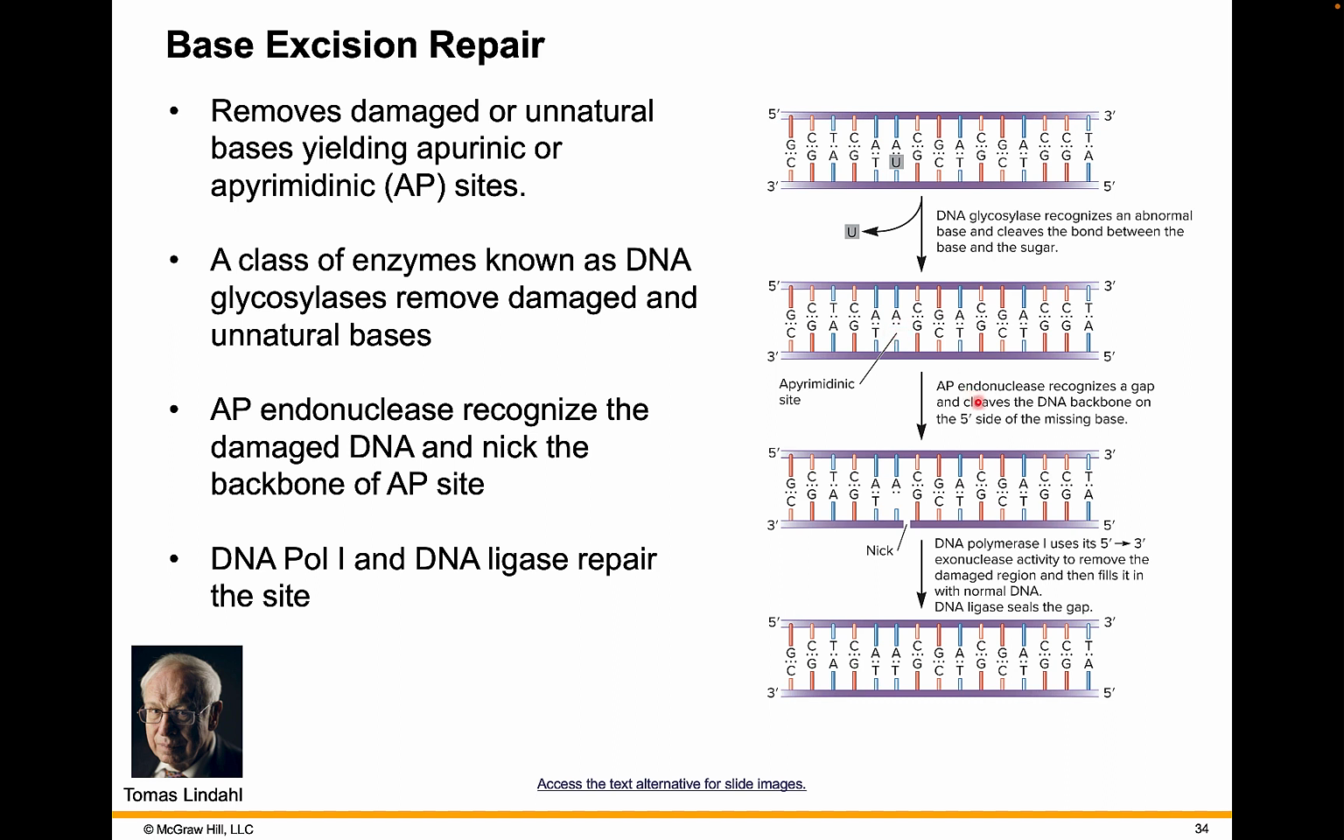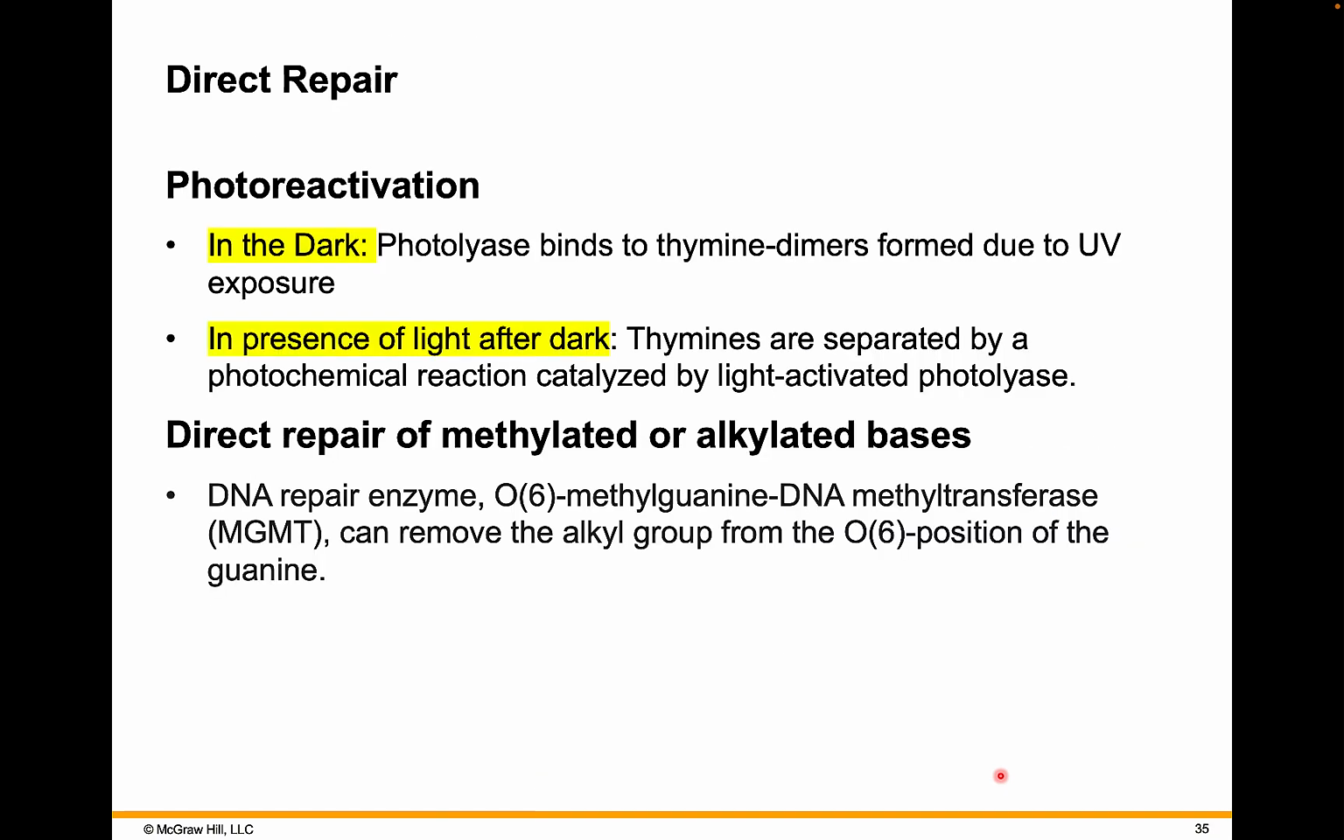Once that is removed, another enzyme comes in, AP endonuclease, recognizes the gap, and now it cleaves the DNA backbone on the 5' side of the missing base right here. So now what happens? DNA polymerase I uses its 5' to 3' exonuclease activity to remove the damaged region, and then it fills it with normal, correct DNA, and then DNA ligase seals the gap. And this is your base excision repair. So all of them achieve the same thing, but in different ways by different mechanisms.